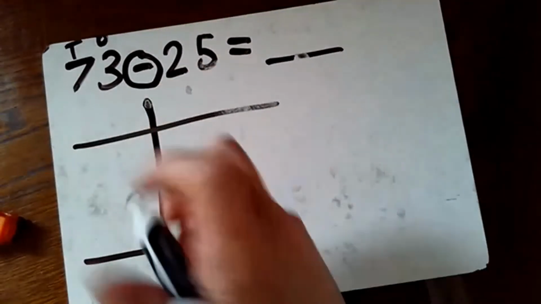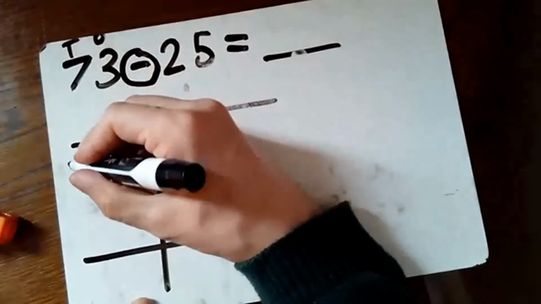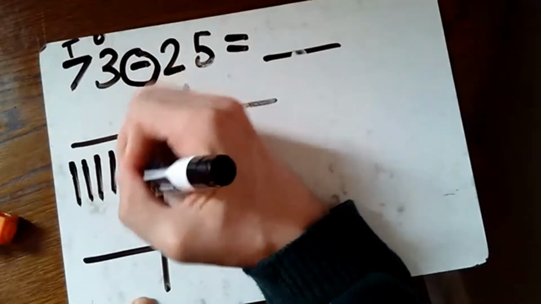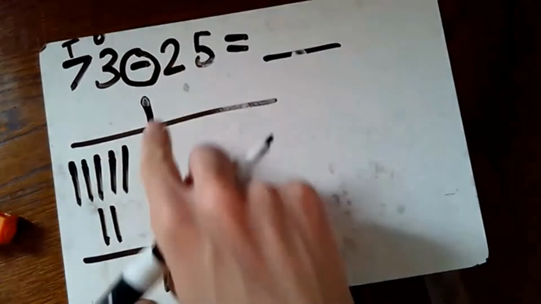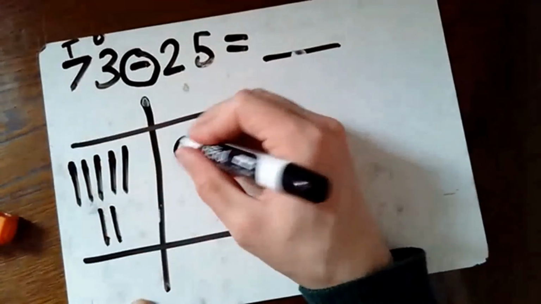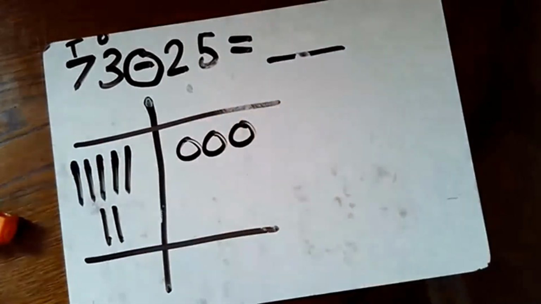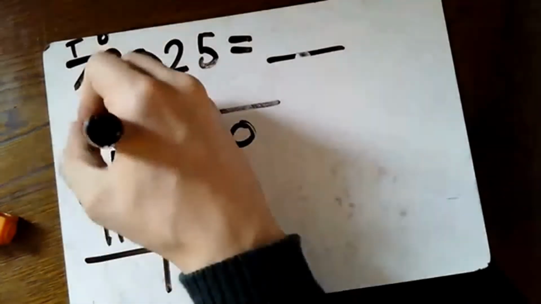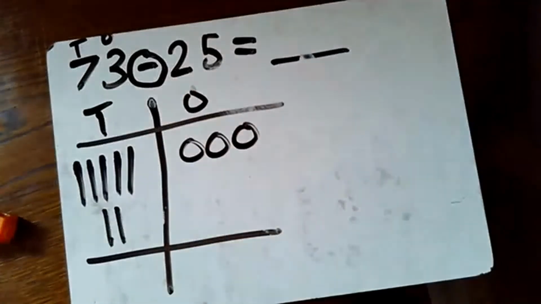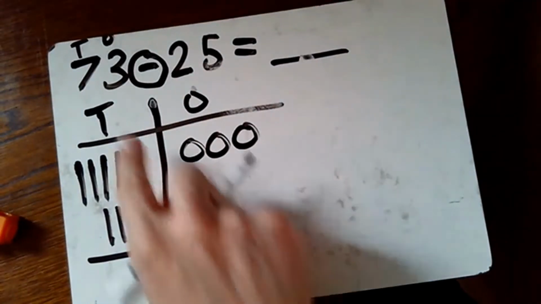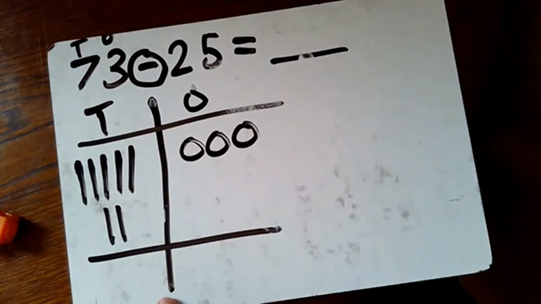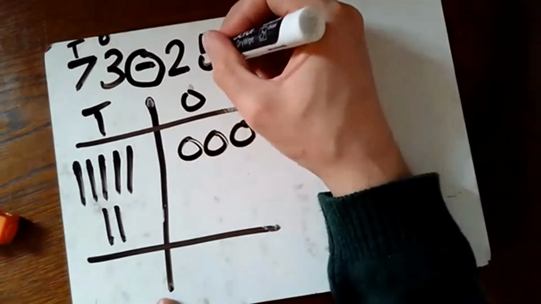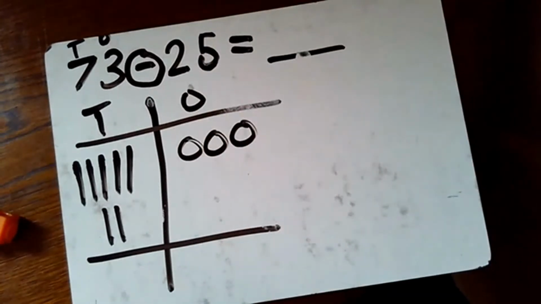Well, I'll tell you this bit. 73 is 7 10s. 1, 2, 3, 4, 5, 6, 7. And it is 3 1s. 1, 2, 3. Okay. First step, as always, is subtract the 1s. Well done. 3 1s subtract 5 1s. Uh-oh, I've got a dilemma here. I do not have enough 1s to subtract 5 1s. What am I going to do?